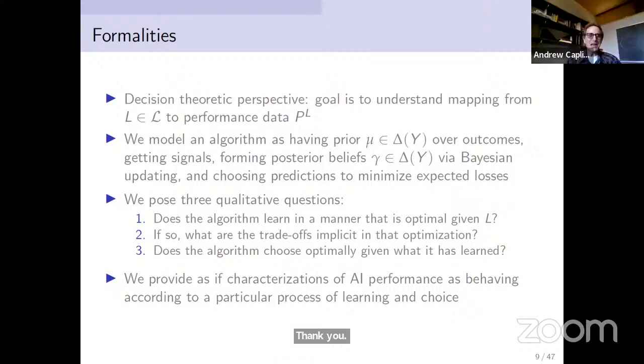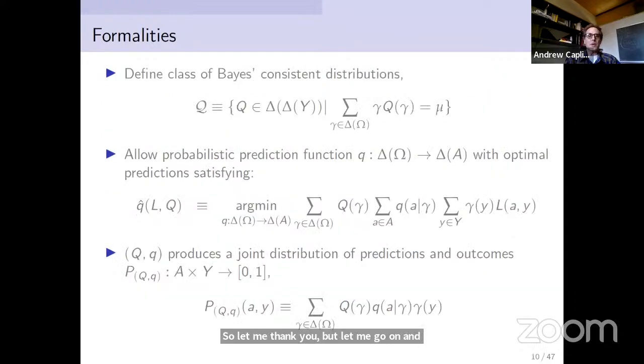And we're just breaking it up because it turns out the characterizations are given in a certain order. So thank you, but let me go on and do the as-if characterizations one by one. There's a little bit of notation.